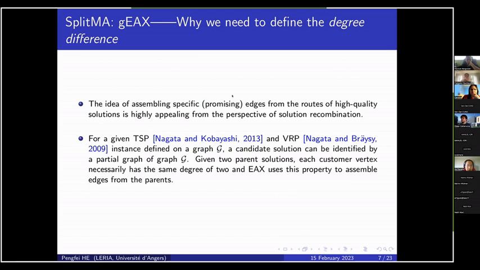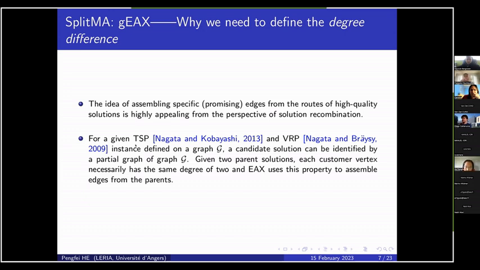Why do we need to define the degree difference? We need to give some explanations. The first one is that using promising edges is a good choice to produce offspring solutions. And the second one is that we want to use the famous crossover, the edge assembly crossover, EAX, to produce offspring solutions. Indeed, this crossover was initially designed by Nagata when solving the TSP and VRP.